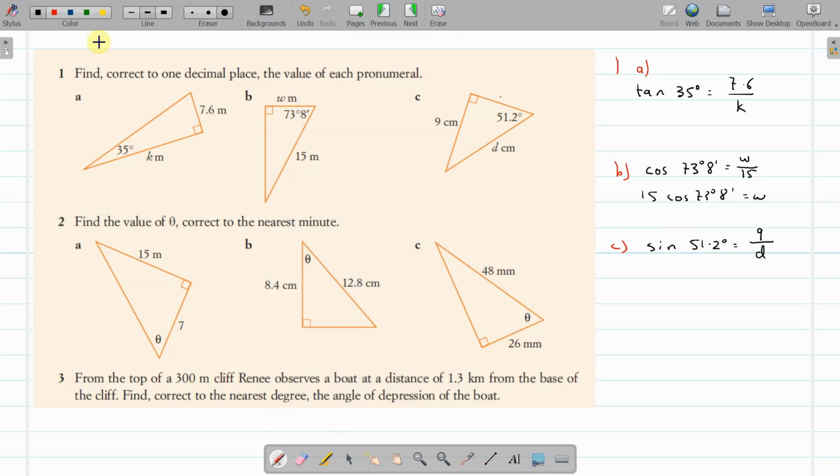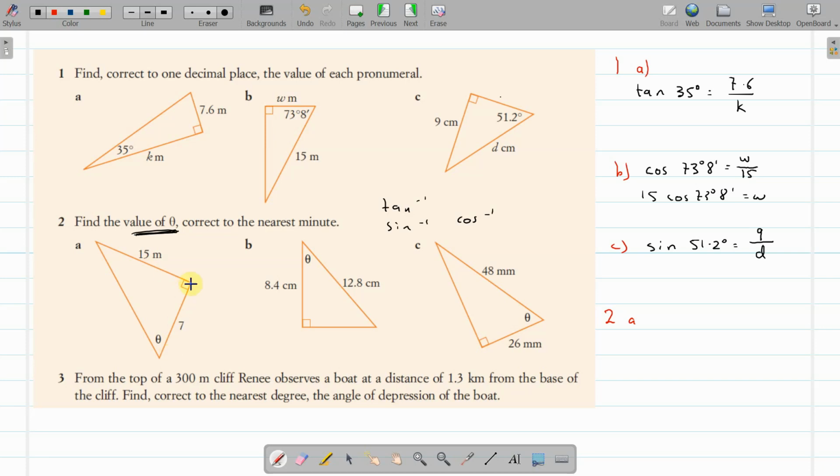So that's question 1. Question 2, A. This time we're finding the angle. So the last step is tan or sine or cos to the -1, so you press shift. Let's do it quick here. Three pieces. This is the angle we need to find. That's the first piece of information.